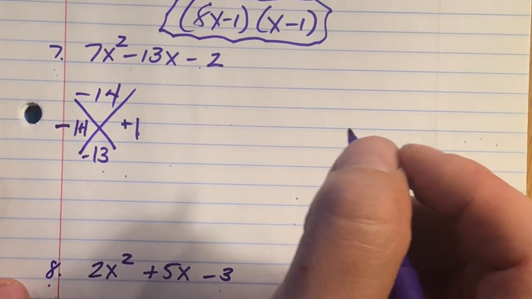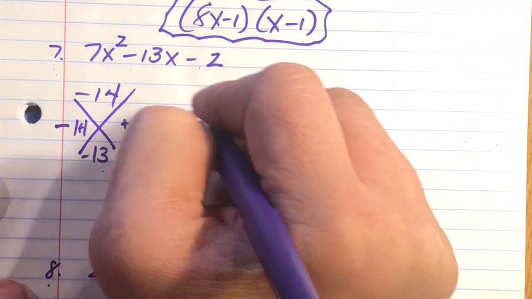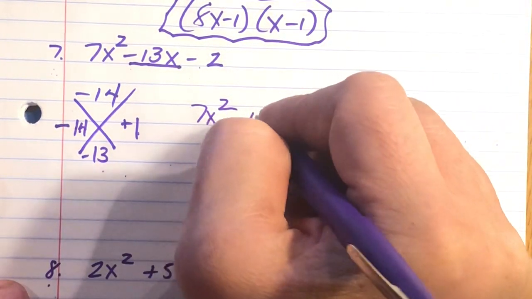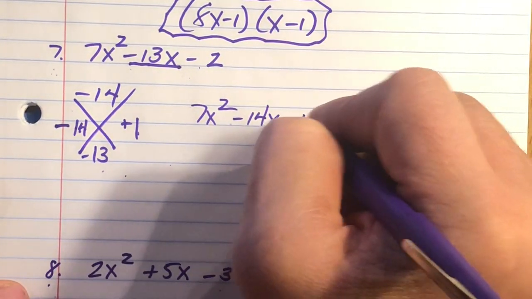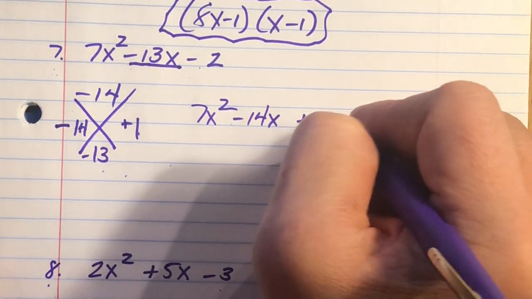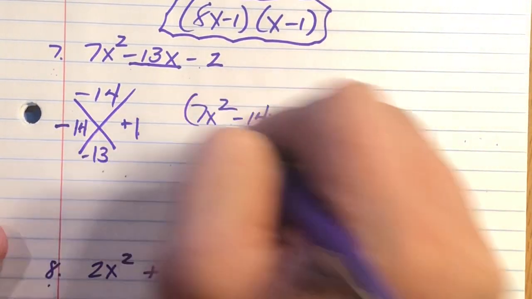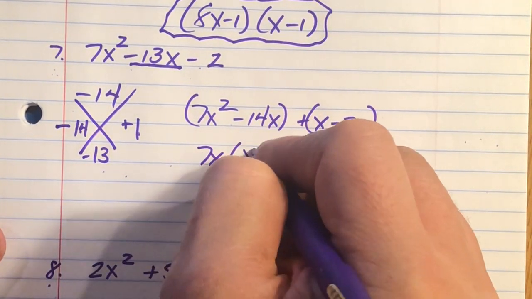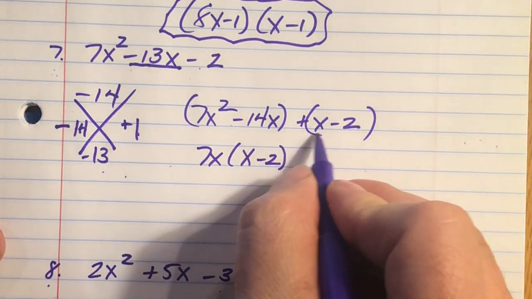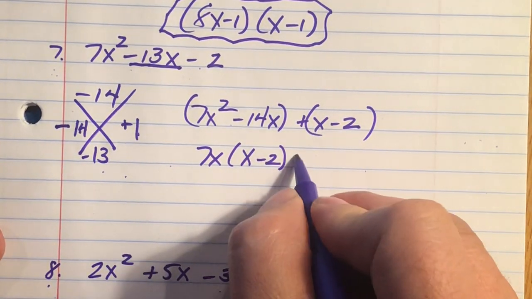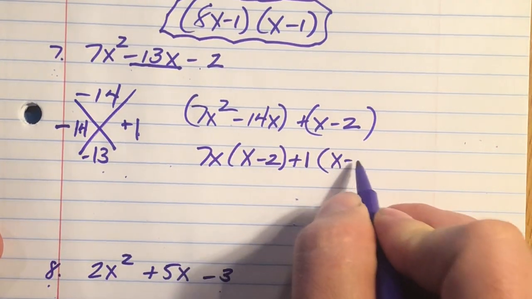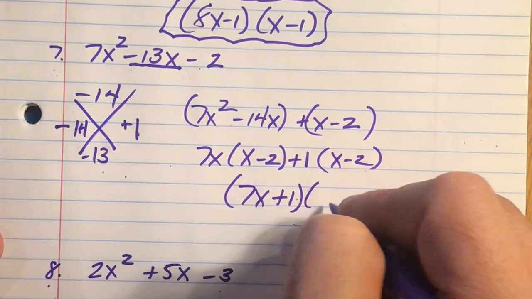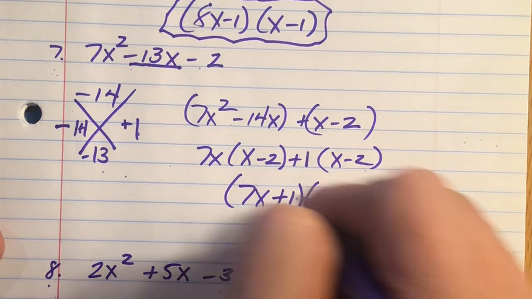I'll do grouping again. So 7x squared. Remember, instead of writing that middle term, I'm going to split it up into these two. Negative 14x plus x minus 2. If I group these together, I'm going to get a 7x and x minus 2. Now again, these don't have a GCF, but I can take out a 1, and I'm left with x minus 2. So my two factors are 7x plus 1 and x minus 2.